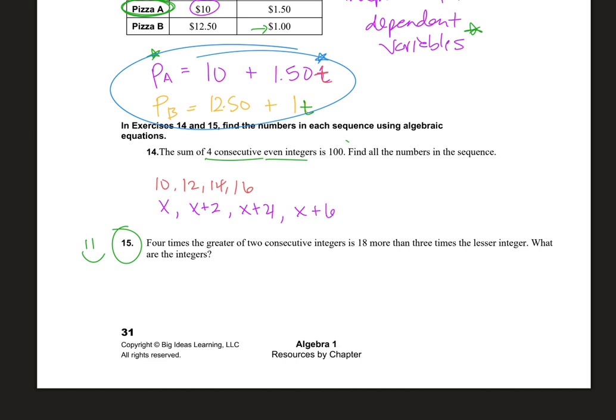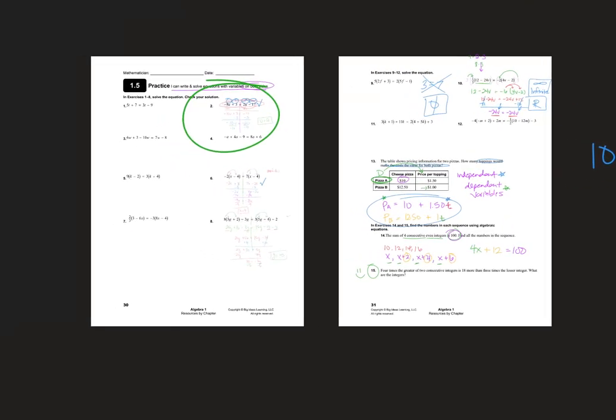And if I add all of them up and I get 100, x plus x plus x plus x is 4x. And 2 plus 4 is 6, plus another 6 is 12, and like we just said, it equals 100. And that's where I'm going to stop for this video, because I believe you can do it.